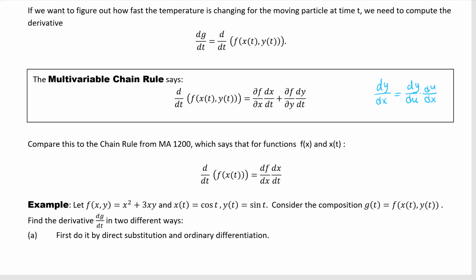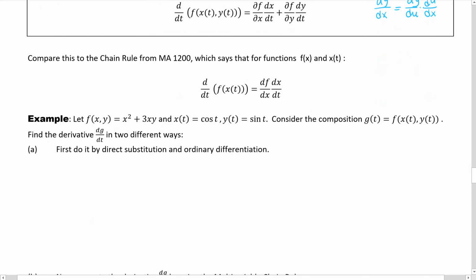One variable function. So example, let f of x, y equals x squared plus 3xy and x of t equals cosine t, y of t equals sine t. Consider the composition g of t equals f of x of t, comma y of t. Okay, find the derivative. So here, you see, this is the ordinary derivative because g has only one variable, that's the t. Okay, so that's why we have ordinary derivative for g.